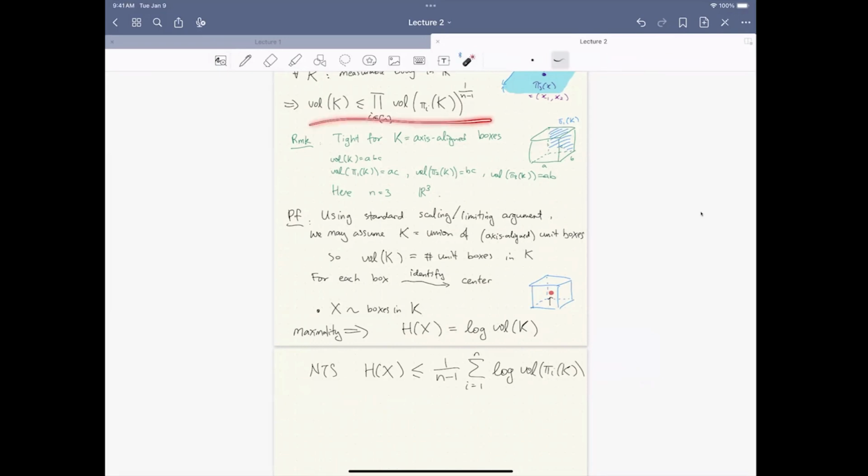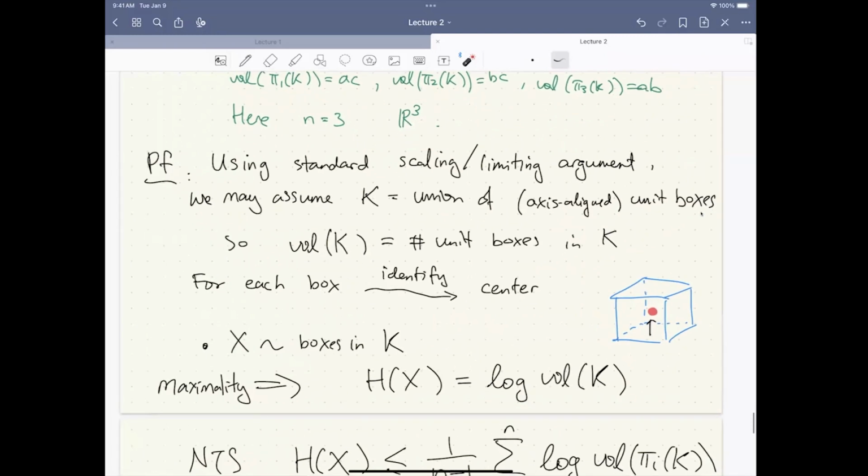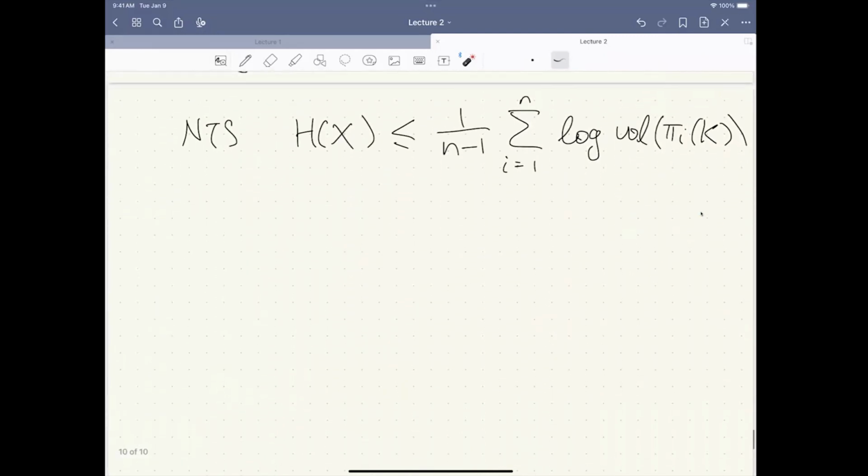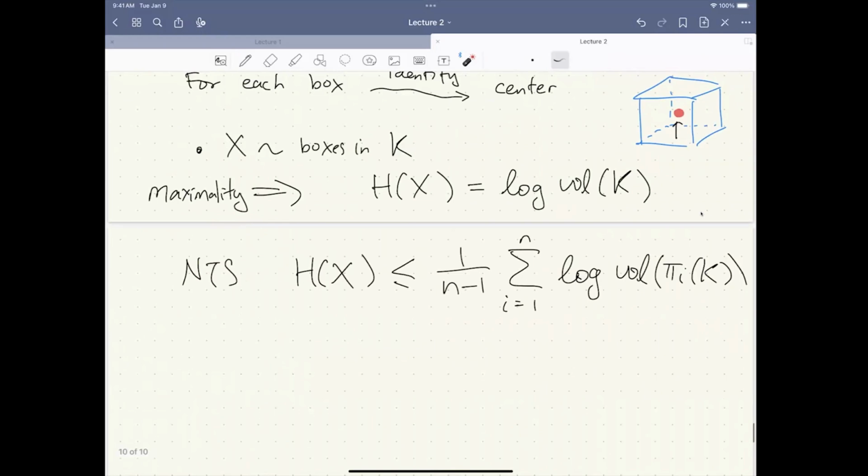Okay, compare this and this. Any question? Good. So this is our new goal.